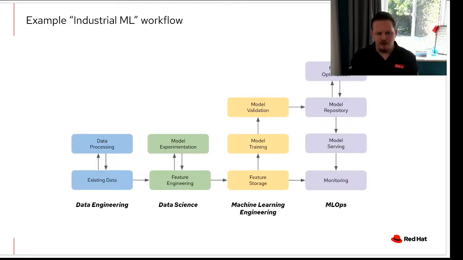To give an idea of the problem domain that OpenDataHub seeks to address, I present this workflow that's more on the industrial and scalable side of machine learning. It starts with your existing data, and oftentimes, before you get to the part where you start doing data science, you'll need to process and refine the data into a state where a data scientist can start to do an iterative loop of feature engineering and model experimentation to figure out a model that can be applied and solve some sort of business problem.